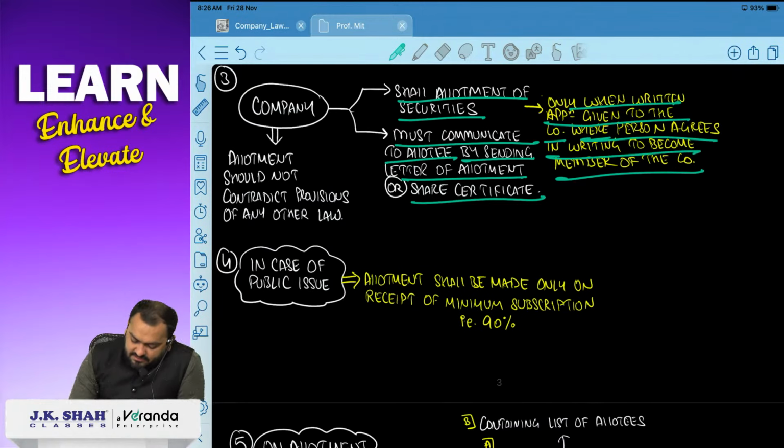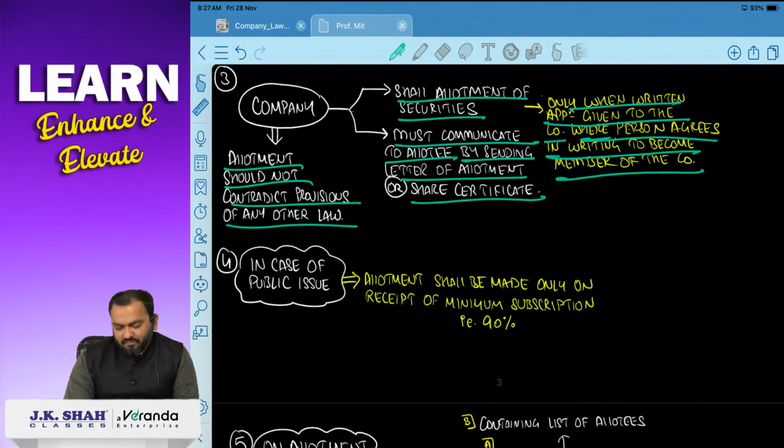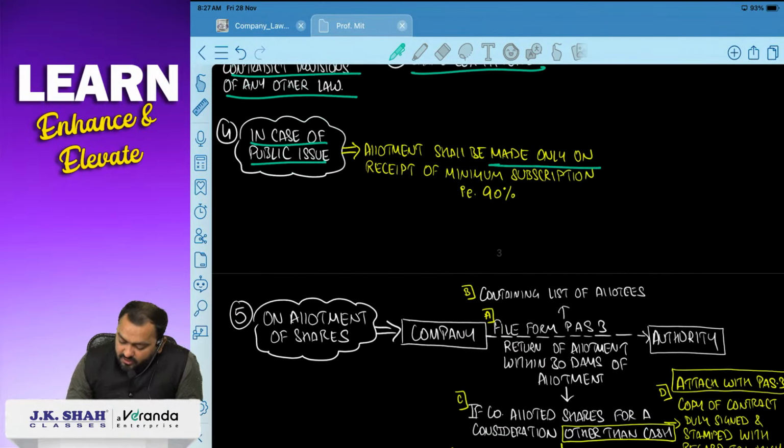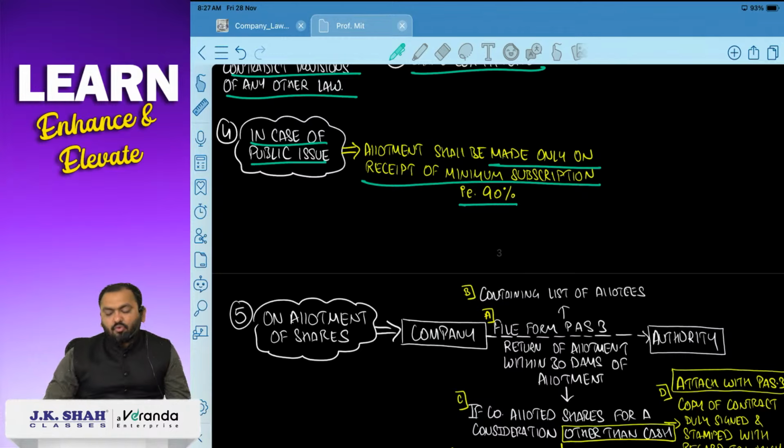Correct? Yes. Next is, allotment should not contradict the provision of any other law. It should be as per the compliance requirement. Next, in case of public issue, you know what is public issue? Offer is being made to the general public. In this case, allotment shall be made only on receipt of minimum subscription of 90%. This is very common, you must have heard many times. The company should receive minimum 90% subscription, then only can the company go for allotment, because that is a minimum requirement.